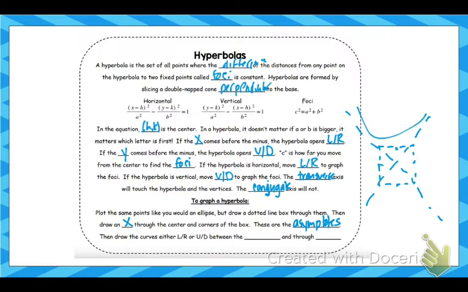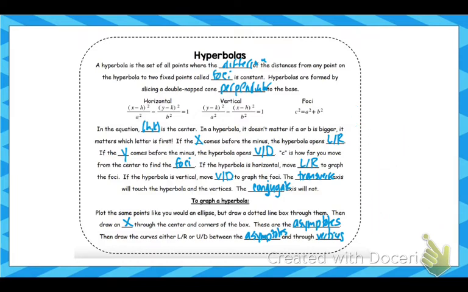If the Y comes first, you'll draw them on the top and the bottom. So we're going to draw the curves, like I said, either left and right or up and down. They're going to go between the asymptotes, and they're going to go through the vertices. And those vertices are those points that we'd plot to get that box there. So we'll do a couple examples, and then we'll kind of try to write some equations.